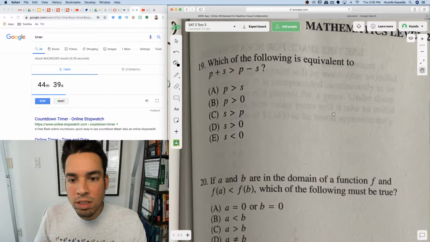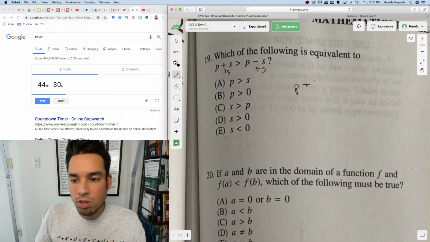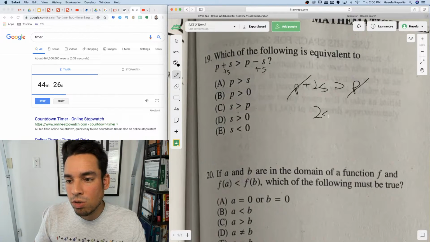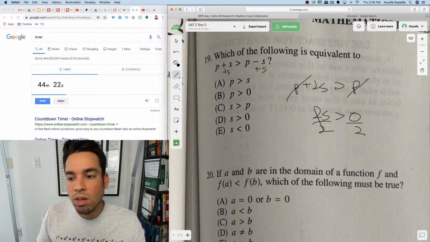Which of the following is equivalent to this? Let's add s to both sides. p plus 2s is greater than p. Subtract p from both sides. 2s is greater than 0. Divide by 2. Divide by 2. s is greater than 0.